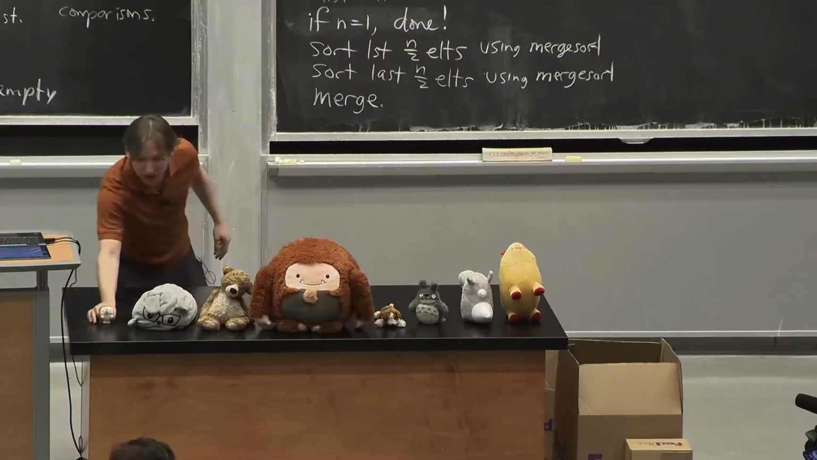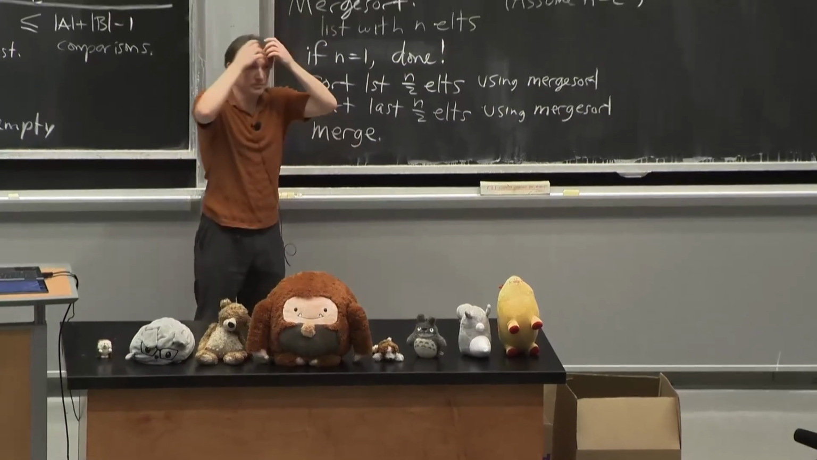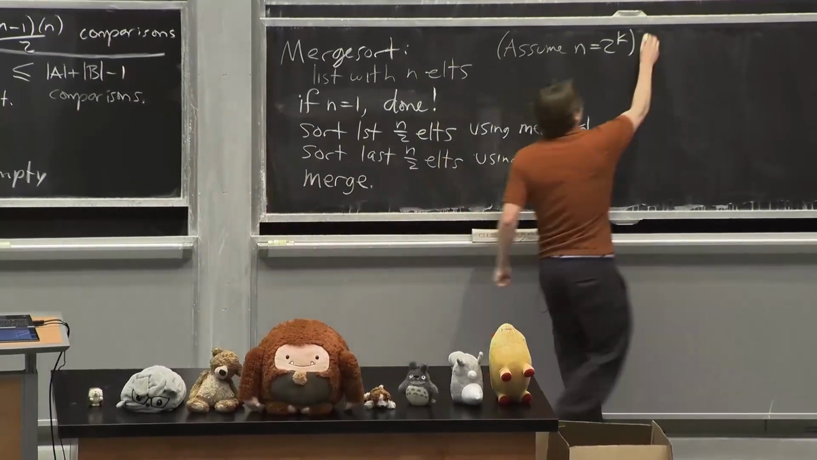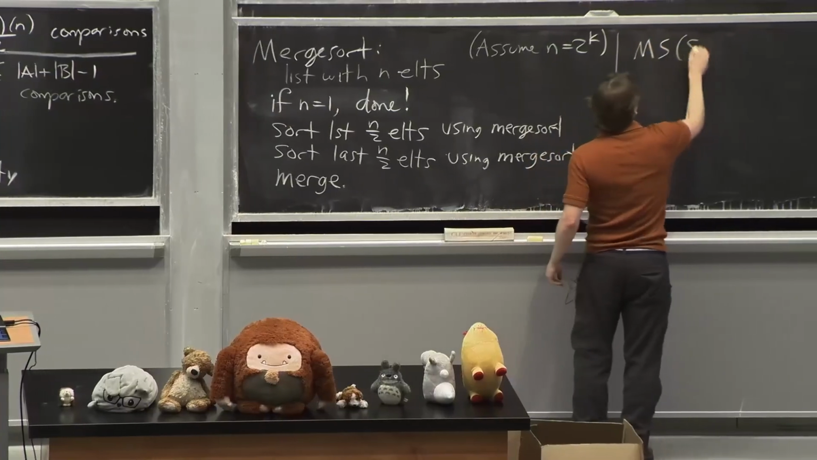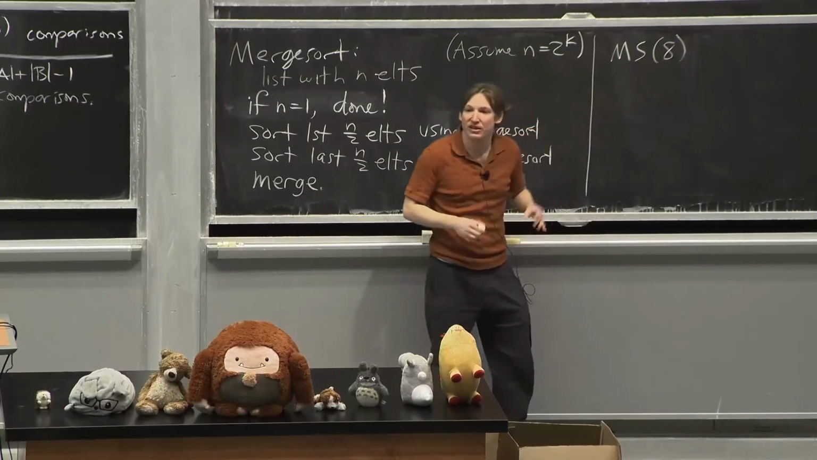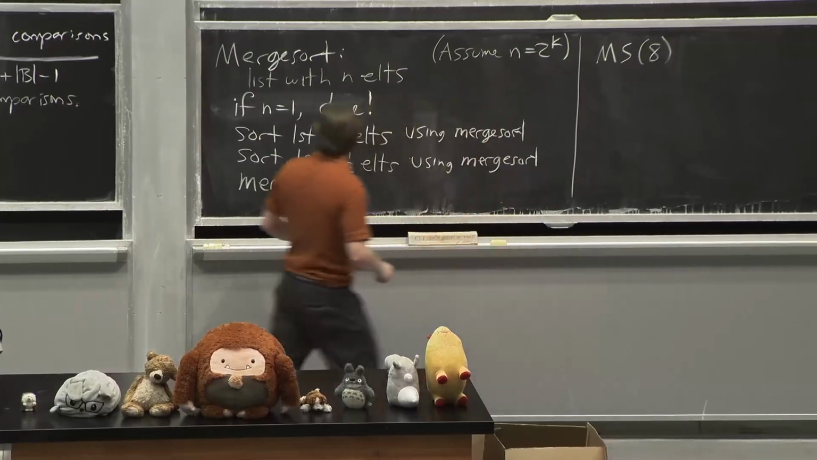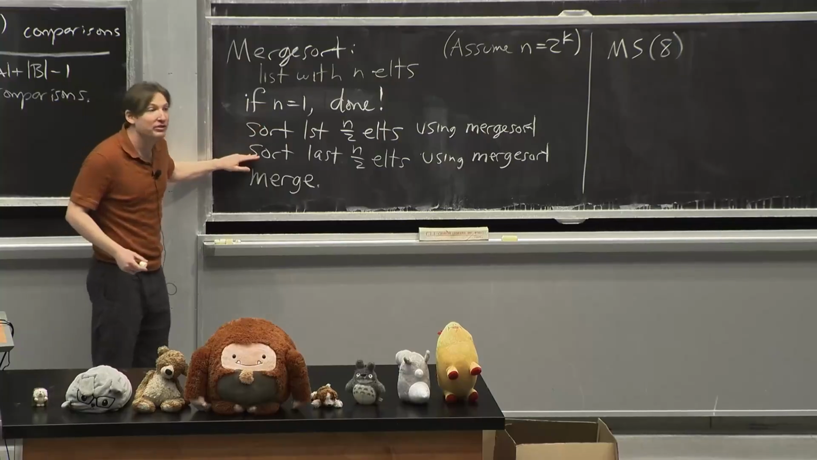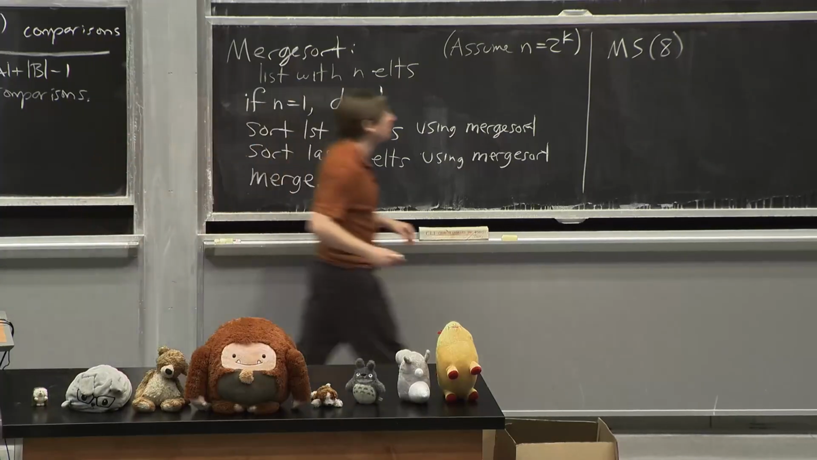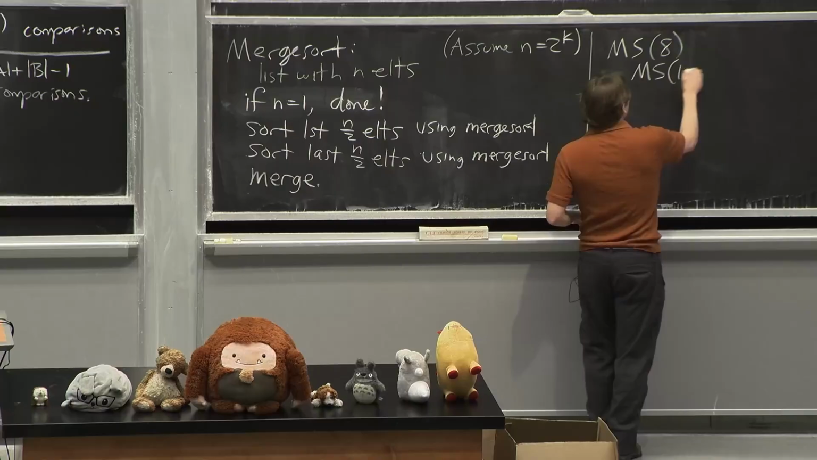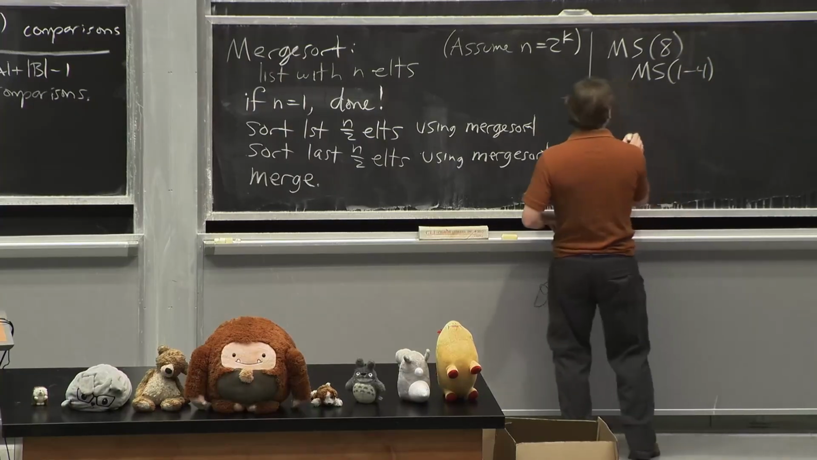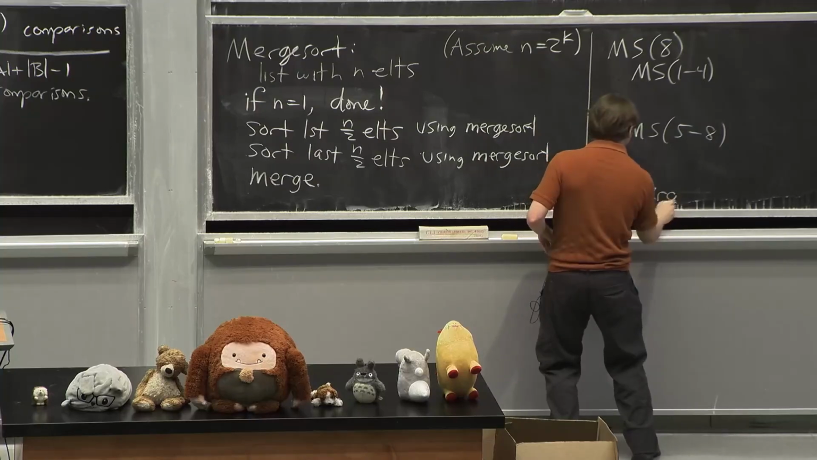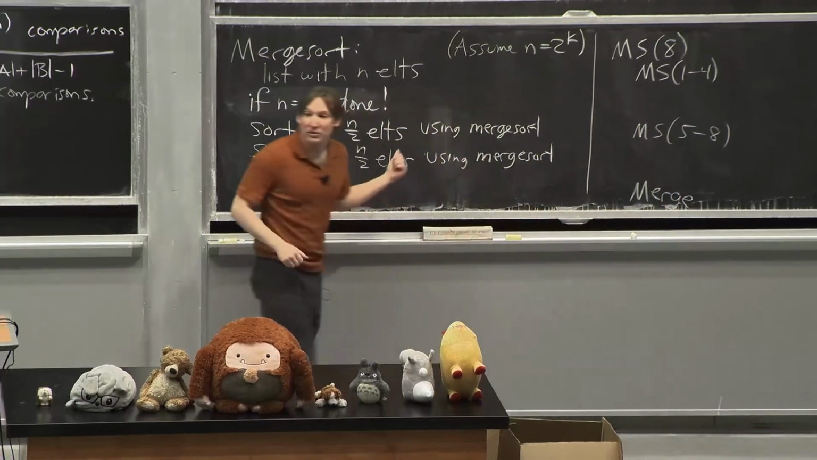So let's run through our algorithm and see what it tells us to do. So merge sort on 8 elements. So we're calling merge sort on 8 elements. I'm going to abbreviate over here just to keep track of where we are. And it says the first thing to do is merge sort the first 4 elements, then merge sort the last 4 elements, then merge them together. So we're going to merge sort 1 through 4. And then we're going to merge sort 5 through 8. And then we're going to merge. That's what the algorithm tells us to do.